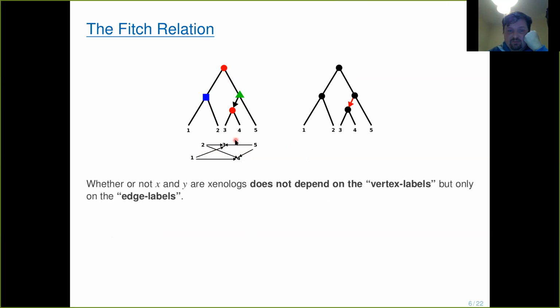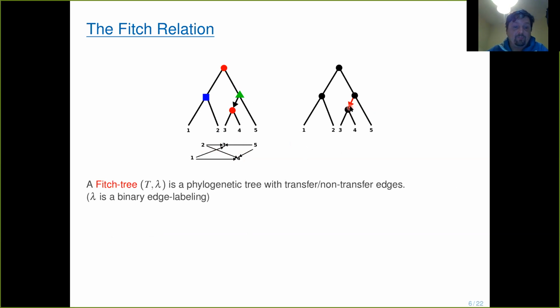The important thing is, this relation does not depend on any colorings on the vertices. It just depends on whether there is a transfer edge or not. That means we can simply look at edge-labeled trees where we have, yes, this is a transfer edge, or no, this is no transfer edge. It's a binary edge label on the trees. And this is what we call a Fitch tree.